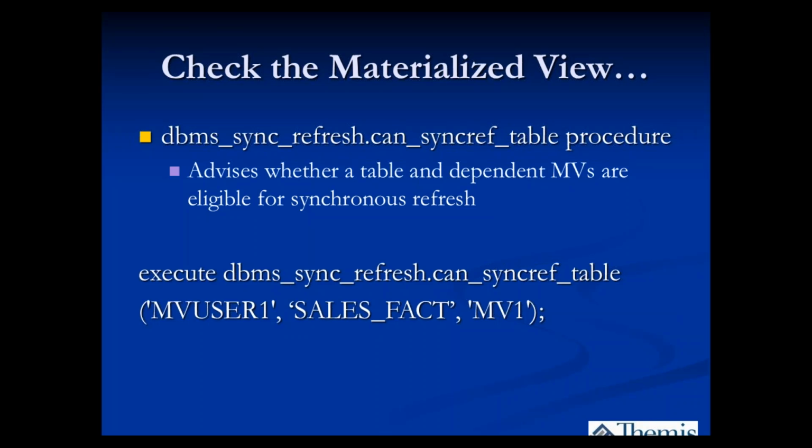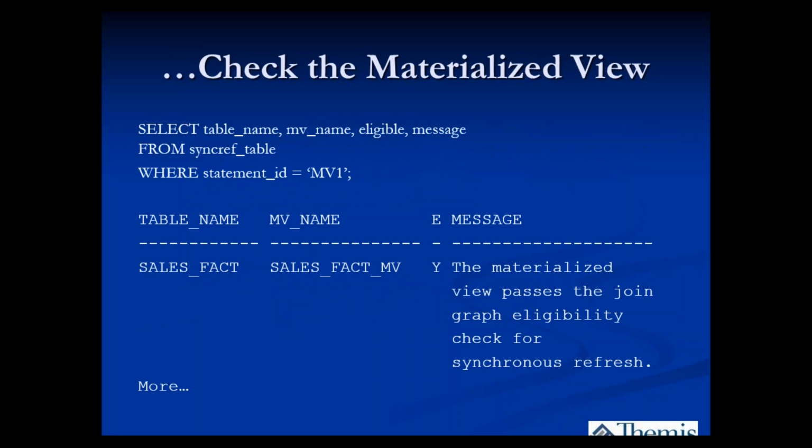All right, so here's how we would run it down here. Just execute the stored procedure. MV user 1 is just the schema. Sales fact is the fact table. And then MV1 is just a statement ID. That can be anything you want it to be. All right, we run that through there, and then if it's successful, it just comes straight back. It doesn't come back and say, hey, everything's cool. But if it fails, you'll get some error messages, plus it'll write error messages to that table, which you can see on this next slide here, you can query.